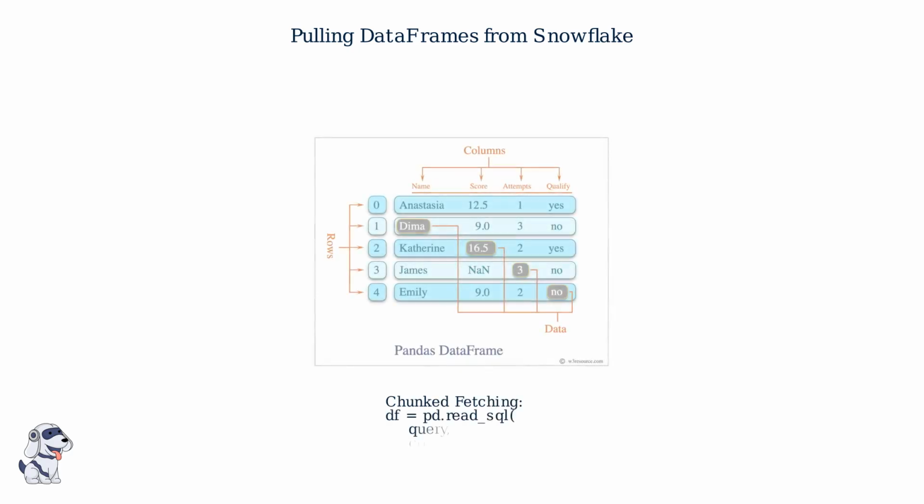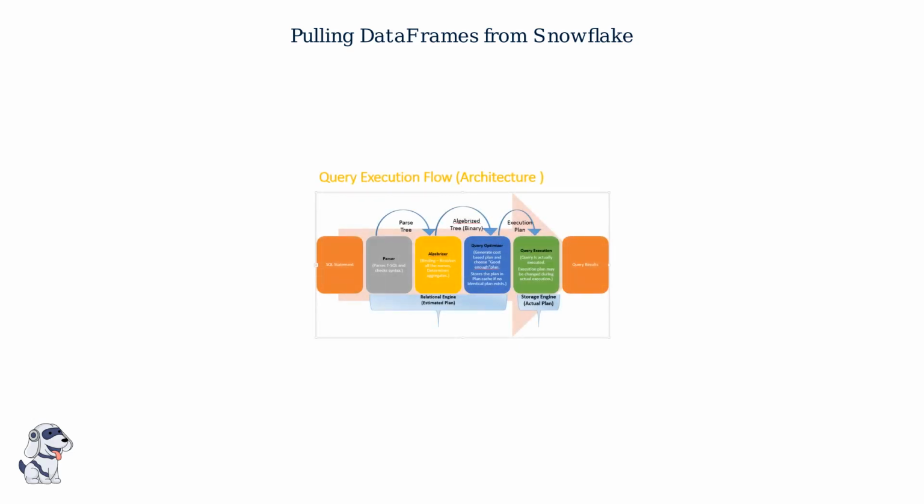For efficient memory management, especially with large datasets, use chunked fetching. This retrieves data in smaller chunks rather than loading everything at once, preventing memory issues. The process involves executing the query within Snowflake's architecture, which optimizes performance through parsing, optimization, and execution before returning results as a data frame. This approach ensures efficient and secure data retrieval from Snowflake into Pandas data frames.